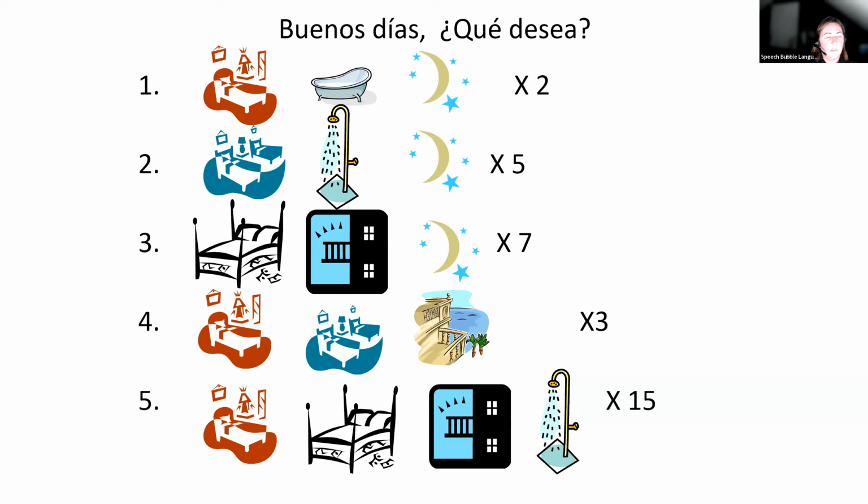When you want to reserve something, quiero reservar una habitación, we'll be looking to see what we're looking for in número uno, Lorna. What do you think we want to reserve? Una habitación individual. Sí. Con baño. Con baño para 2 noches. Muy bien, perfecto. Una habitación individual con baño para 2 noches. Muy bien. Lawrence, el número 2, por favor.